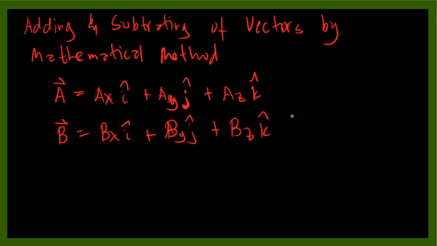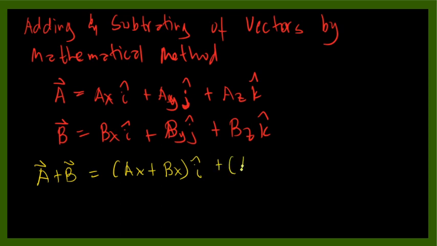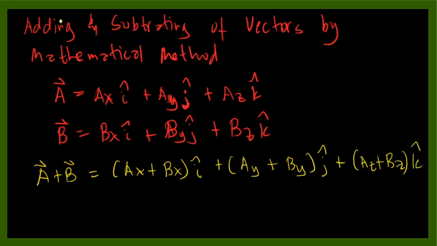Okay, so if you are going to get the sum of vector A and vector B, all you need to do is to add the component vectors. So add the component vectors for x, for y, and for z. So we have Ax plus Bx, then we put here the unit vector i hat, plus Ay plus By j hat, plus Az plus Bz k hat.